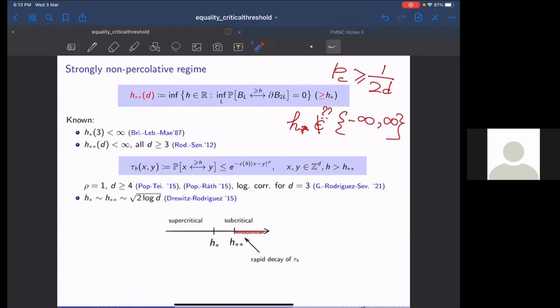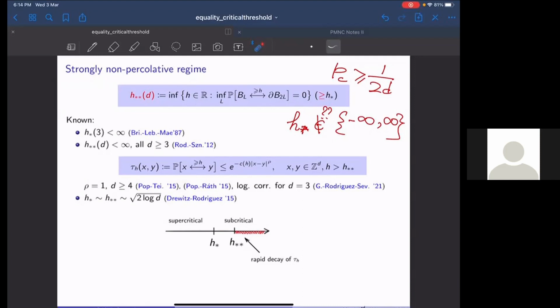Why? Well, if you're above A star, then you don't percolate. In particular, these probabilities go to 0. So you're definitely above A star star. Okay, so there is one side. So it's bigger than A star, and they proved the finiteness of A star by proving that A star star in dimension D is finite.